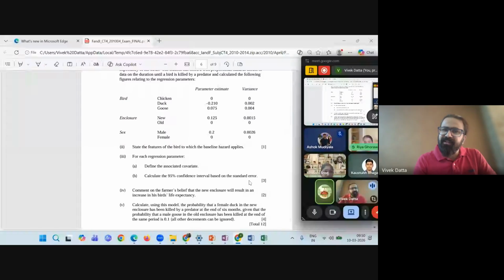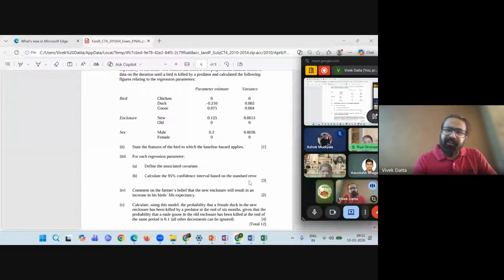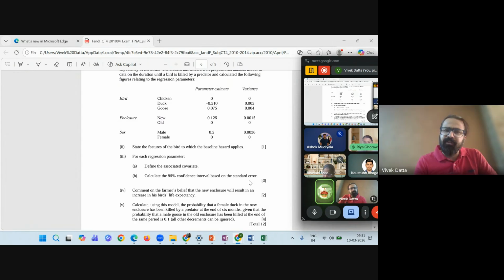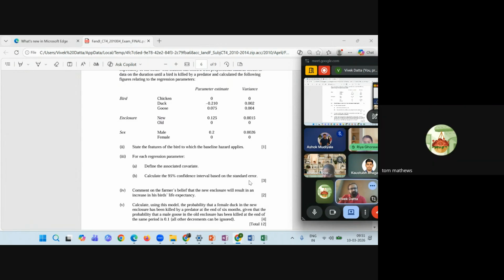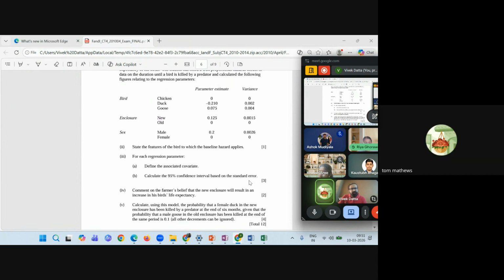Sir, what does baseline hazard mean? Baseline measurement is where only the time factor is taken into consideration. So if you only take chicken, what if that chicken is sitting in a new enclosure? Here the parameter estimate is 0, 0. So we have taken comparing with the chicken only. We are taking everything as chicken only.